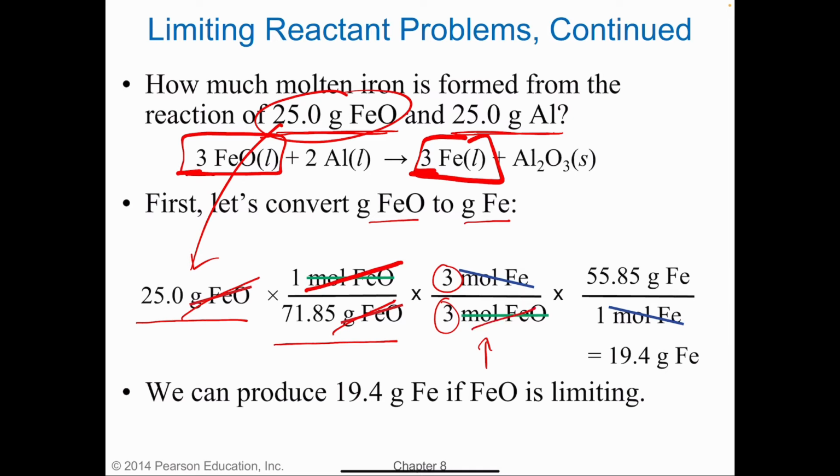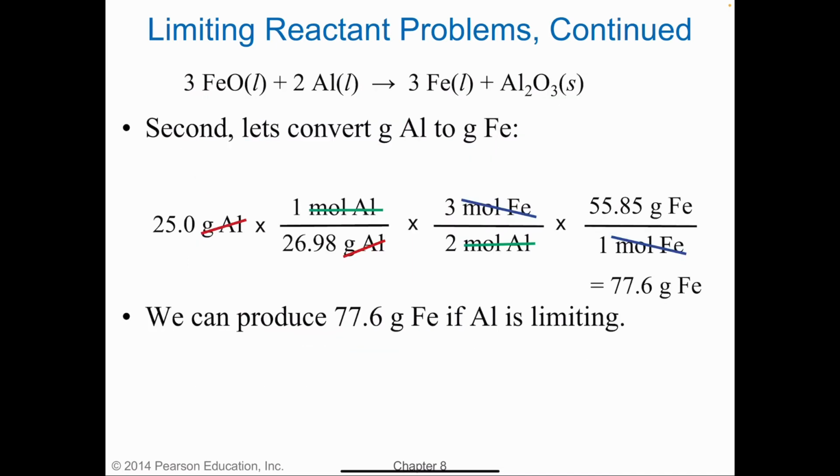And then the last conversion is they're using the molar mass of iron to convert it into grams of iron. So assuming that iron oxide was the limiting reactant, we would get 19.4 grams of iron. So that's one of it. We got 19.4 grams if the iron(III) oxide was limiting. So now let's do it again, but from the perspective of the aluminum.